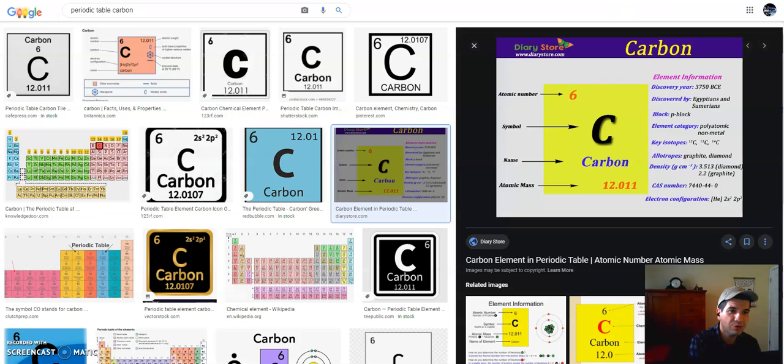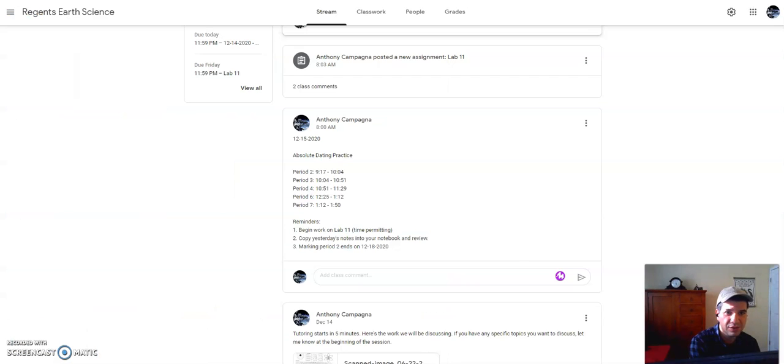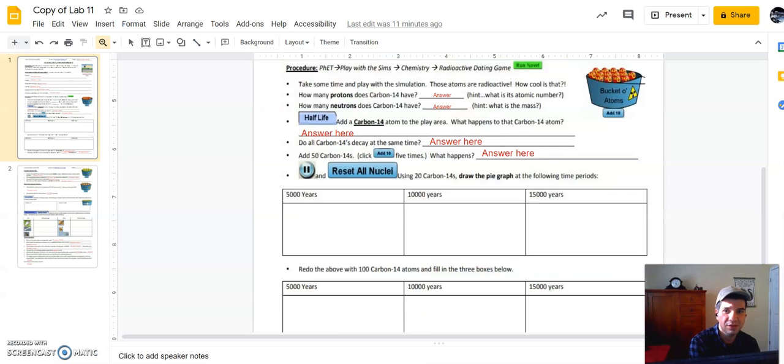So a quick crash course in chemistry. If you can see right here, we have a carbon atom. We have the atomic number, which is the number of protons. And then we have the atomic mass, which is the number of protons and the number of neutrons combined. 12, take away 6, will give us 6. 6 protons, 6 neutrons.